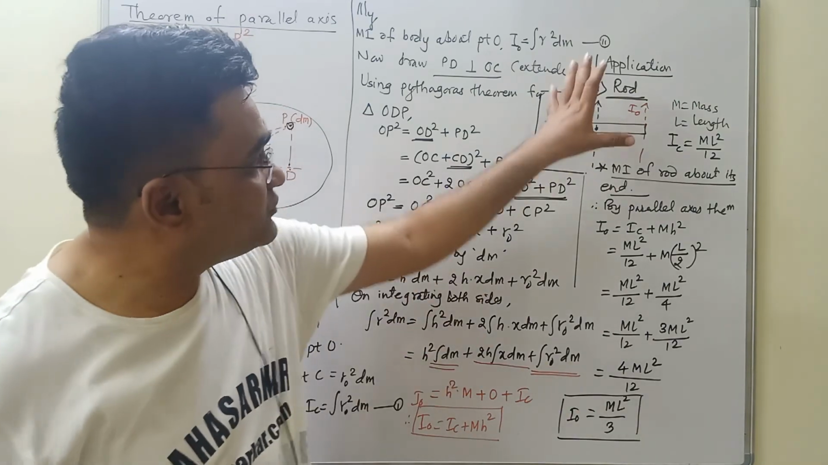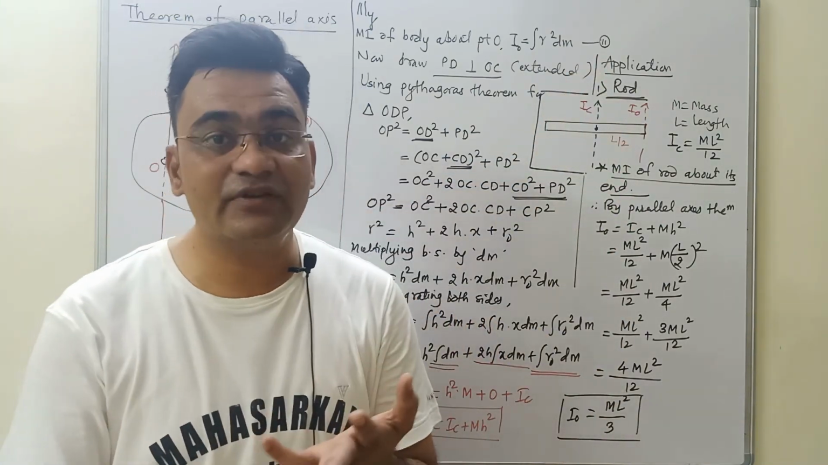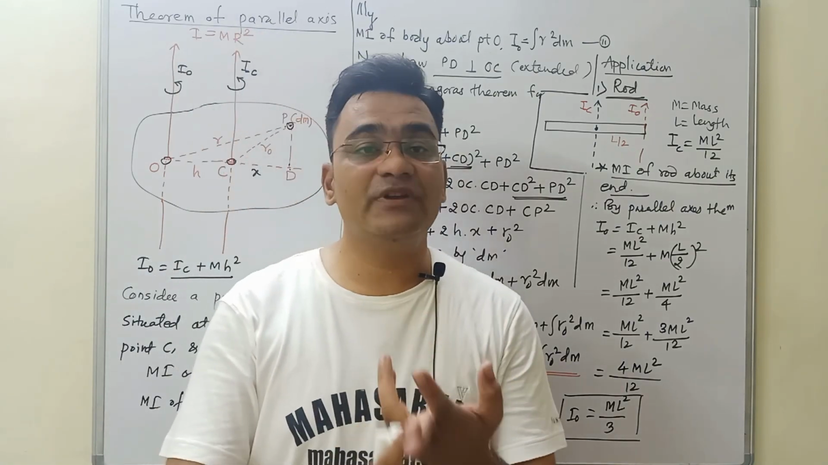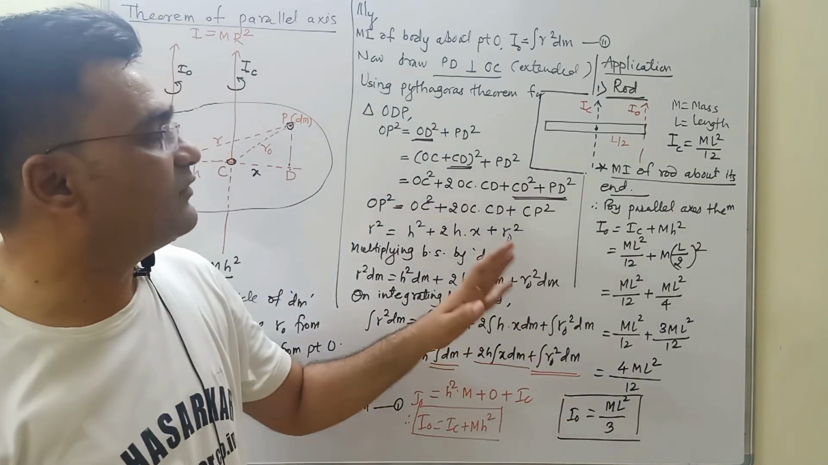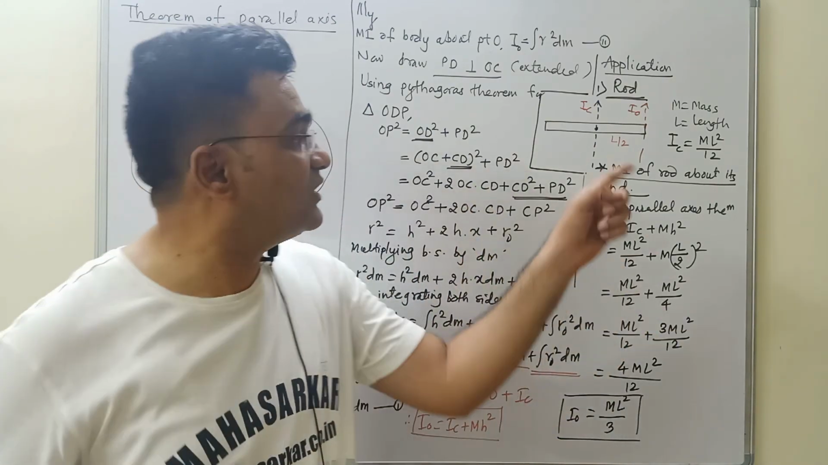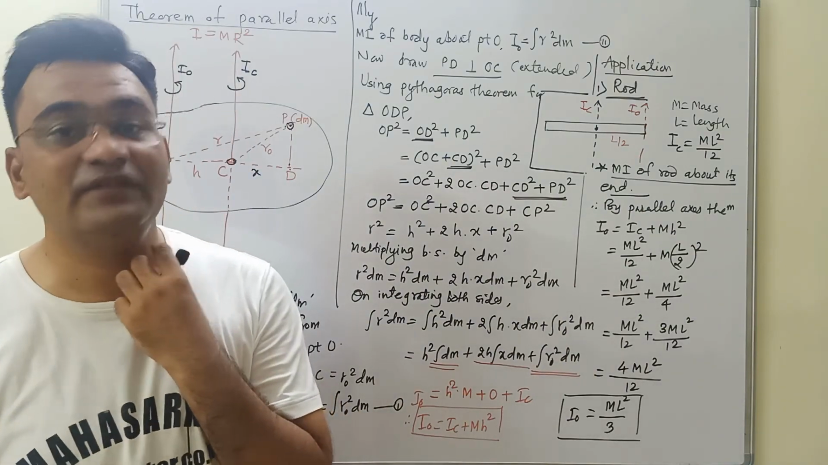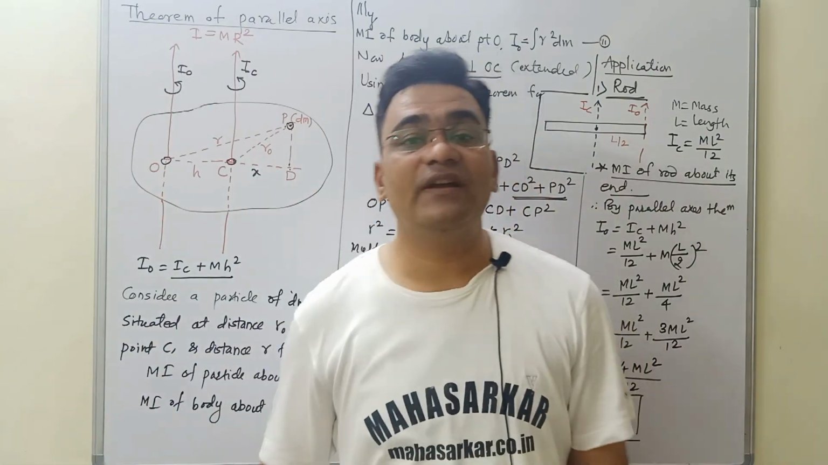In such a way you can apply this for a ring, a disc, a sphere, or any kind of object where we need to find the moment of inertia about any axis parallel to the axis passing through the center of mass. Then one can use the parallel axis theorem. I hope you understood this article.